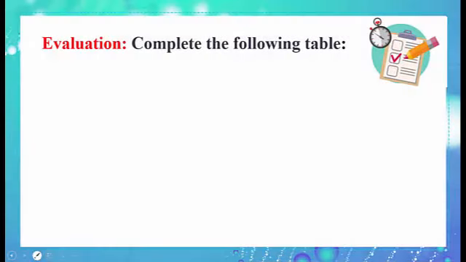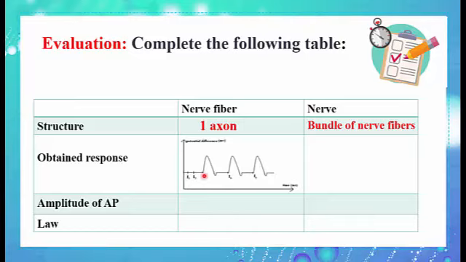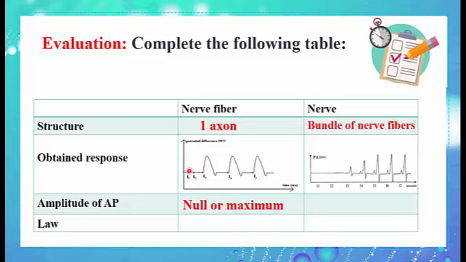As an evaluation, we have to complete the following table to compare between the nerve fiber and the nerve. So pause the video and try to answer. The structure: the nerve fiber is one axon, while the nerve is a bundle of nerve fibers or a bundle of axons. The obtained response on the screen of an oscilloscope. This is an example of the obtained response. No response or a response of constant amplitude, while in the case of a nerve the amplitude increases until it remains constant. So the amplitude is null or maximum, while in the case of a nerve it is increasing.